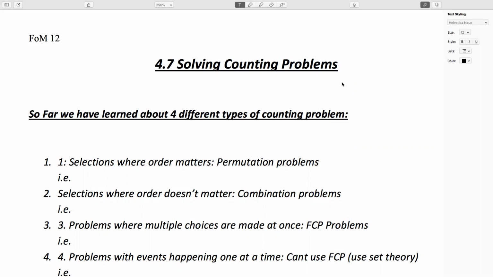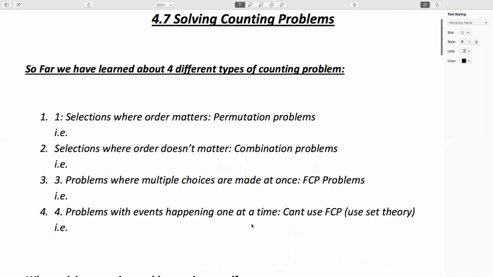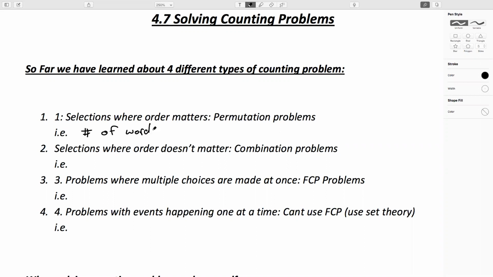So far, there's four different types of counting problem, or four categories. There's selection where the order matters, and if the order matters, that tells me that it's a permutation question. An example of a permutation problem would be something like the number of words made with the letters A, B, C, or D.